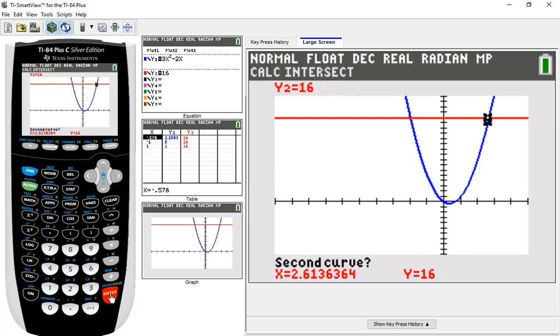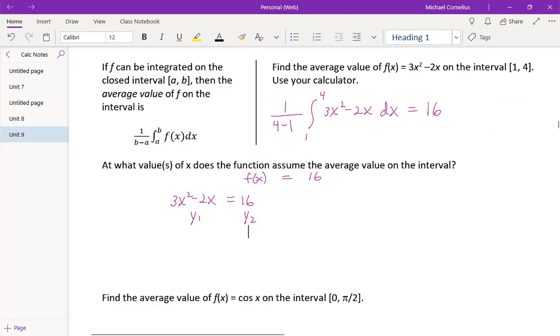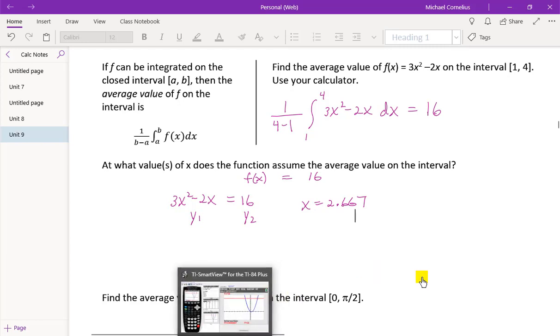Okay, we'll hit enter, enter, enter. All right, so it looks like we're intersecting at 2 2/3 or 2.667. So our value here is x equals 2.667.